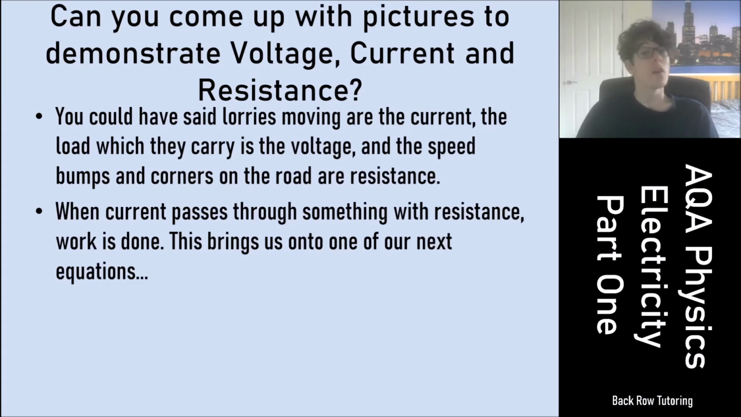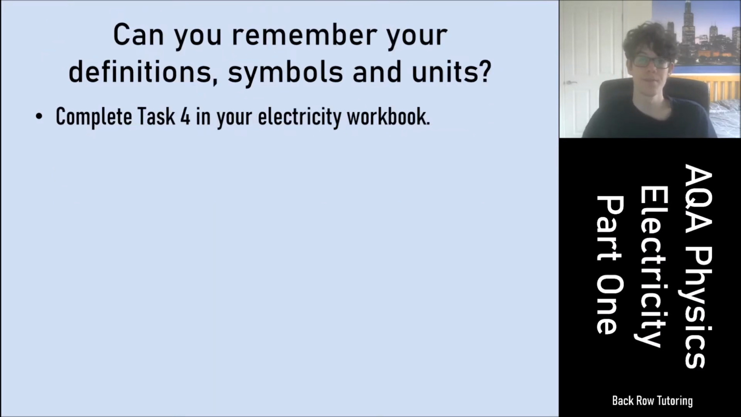Okay, so you could, for that task, have said that lorries moving are the current, the load which they are carrying is the voltage, and the speed bumps and corners in the road are resistance. When current passes through something with resistance, work is done, and this brings us on to one of our next equations. But for now, complete task number 4 in your electricity workbook, if you're following along, and pause the video.